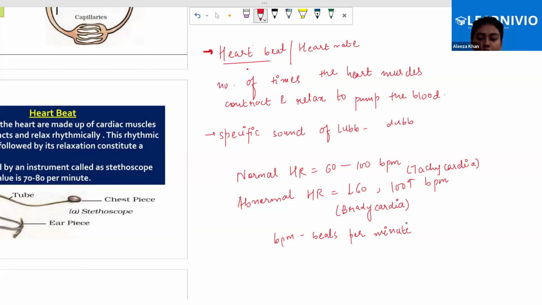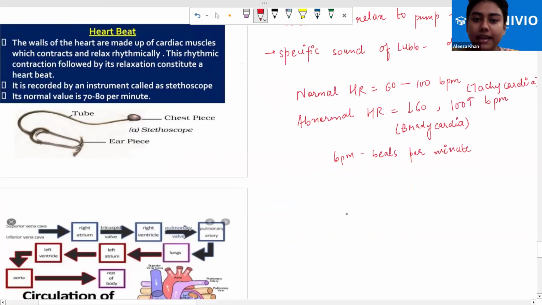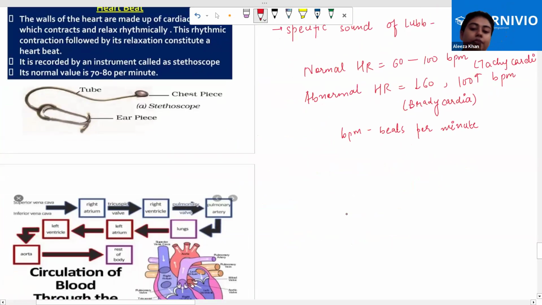Now, let's talk about the stethoscope. Any idea when you use the stethoscope? When the doctors use the stethoscope? Ma'am, they use it to check the heartbeat. Yes.